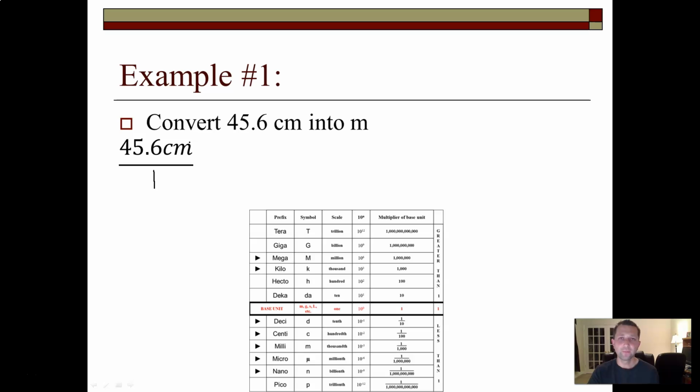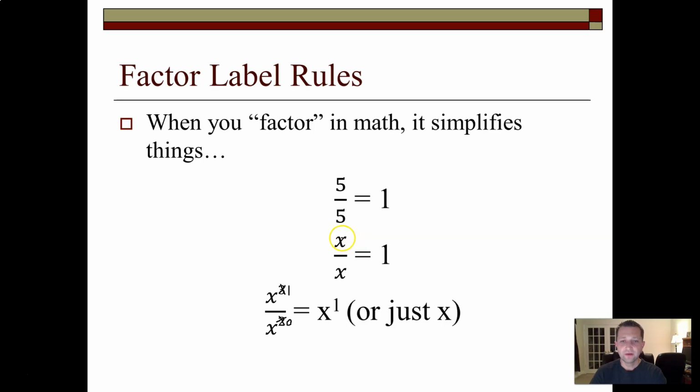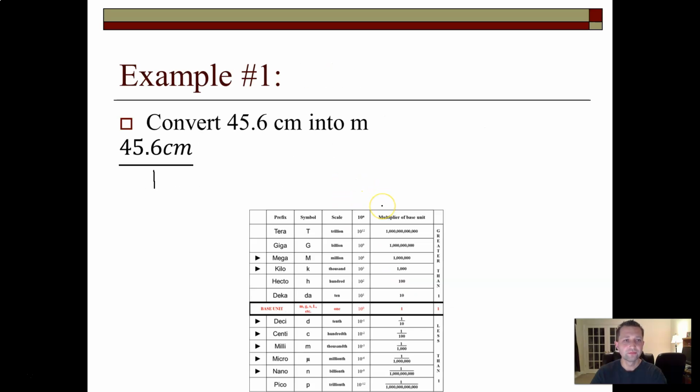So if I go back a couple slides here, I want to factor out the centimeters. I want to cancel it out. If I wanted to cancel out x, well, I could divide it by x, and it cancels out, right? X over x is 1. 5 over 5 is 1. So if I go back to my problem here, I want to cancel out centimeters. I need to divide by centimeters. So I'm going to set up a big chain of multiplication problems here with fractions. I'm going to take 45.6 centimeters and multiply it by some conversion factor.